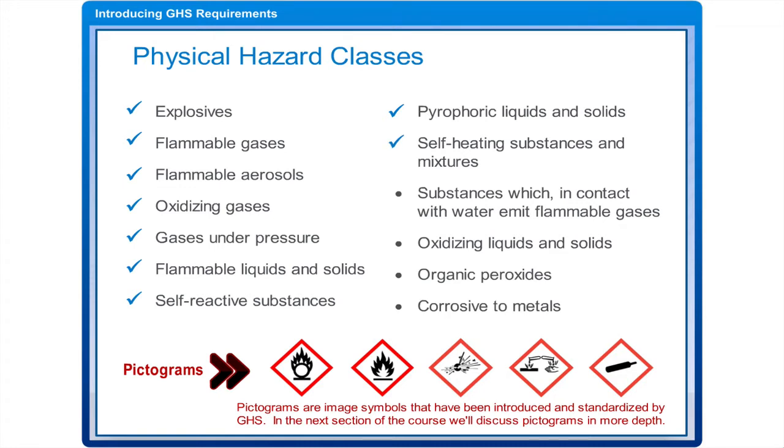Self-heating substances and mixtures will generate heat. Substances which, in contact with water, emit flammable gases. Oxidizing liquids and solids yield oxygen, so they can feed fires and explosion, plus might be reactive with water. Organic peroxides can catch fire easily and burn very rapidly and intensely. Corrosive to metals means that it can damage or even destroy metals.